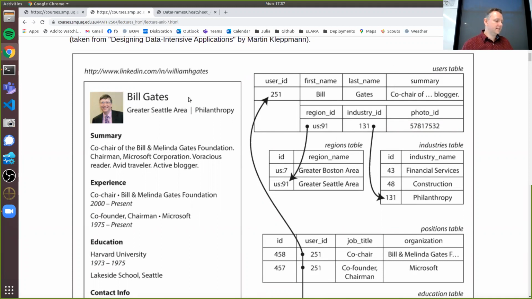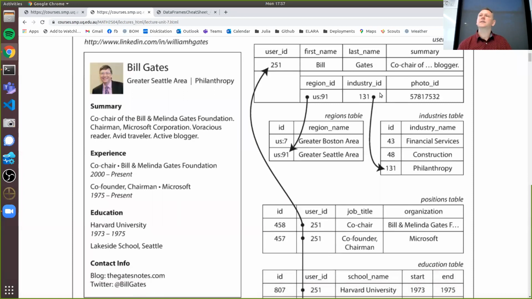And then there might be things like the region ID. Here it says Greater Seattle area, industry ID, photo ID. And these other IDs let you link to other sets of data, because other people might live in the Greater Seattle area. And you might come up with a code for that so that, for example, you can do a query and ask for all the LinkedIn users in the Greater Seattle area, or all the LinkedIn users in the Greater Seattle area that are in my industry, and things like that.